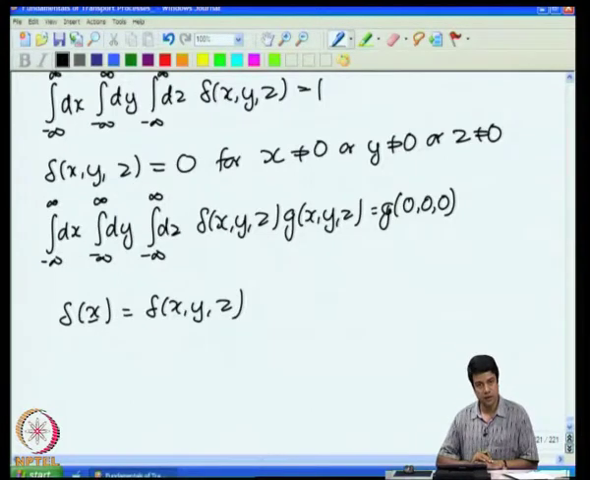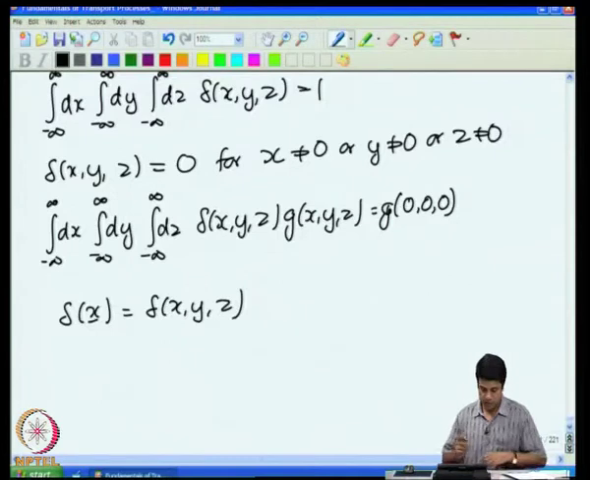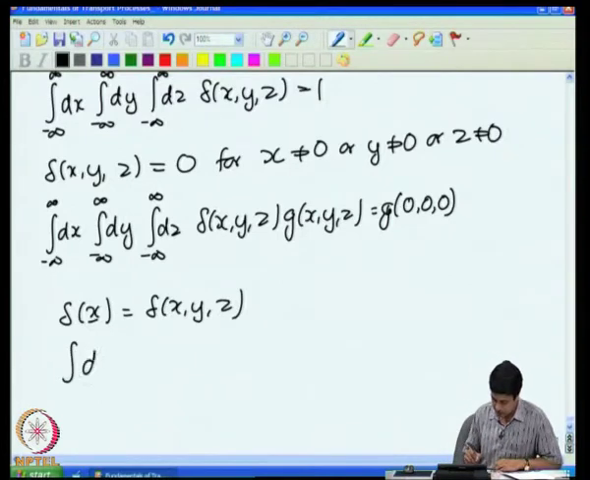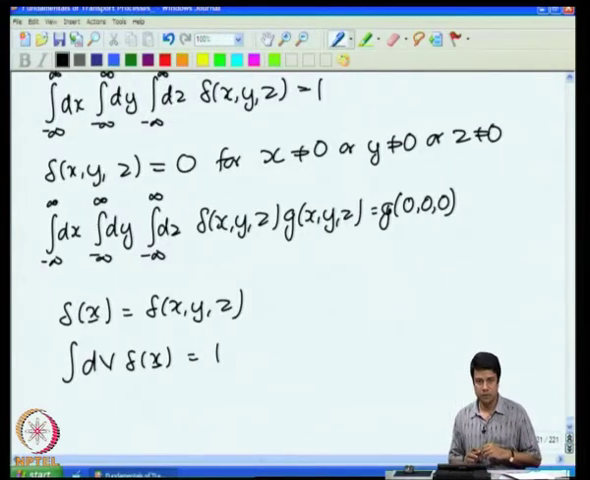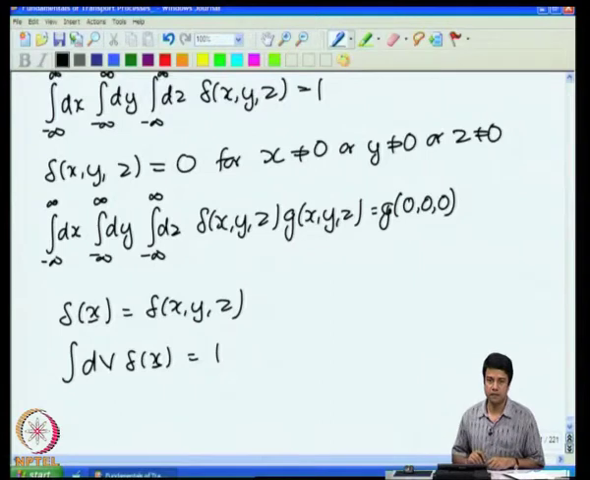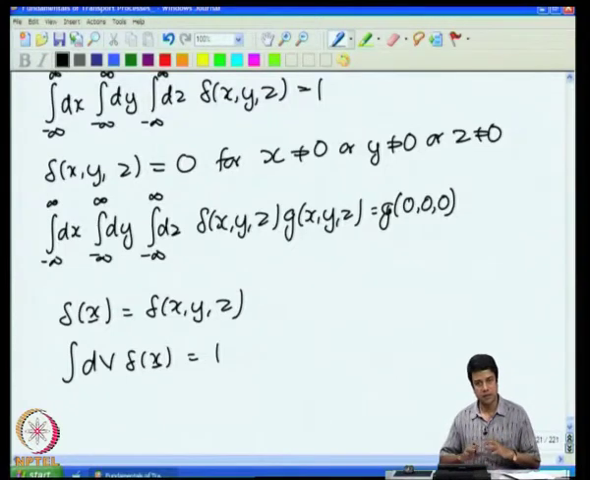Since x is a vector with 3 components, this delta function has dimensions of 1 over length cubed. And the properties of this delta function are integral dv delta of x is equal to 1, where v is the entire volume which includes the location of the delta function. So, if the entire volume includes the location of the delta function, then the integral of the delta function over that volume has to be equal to 1.